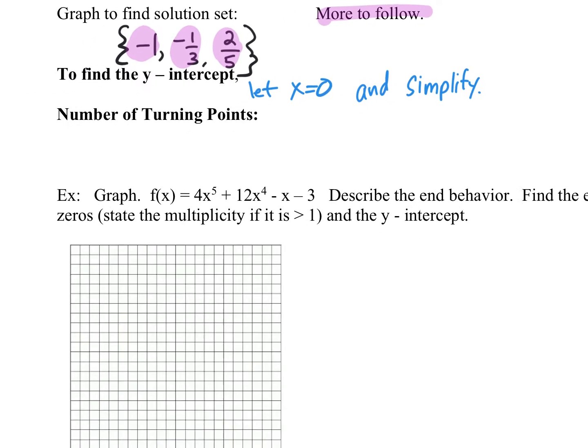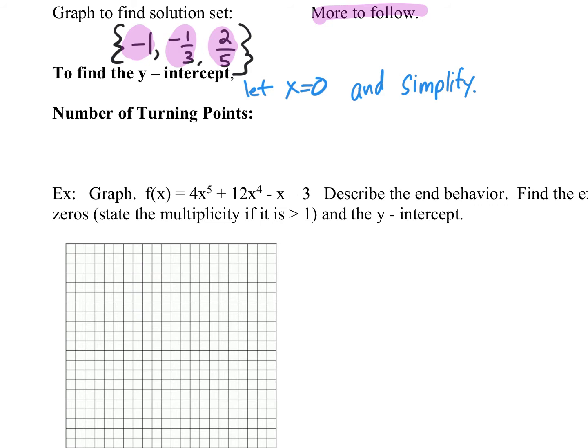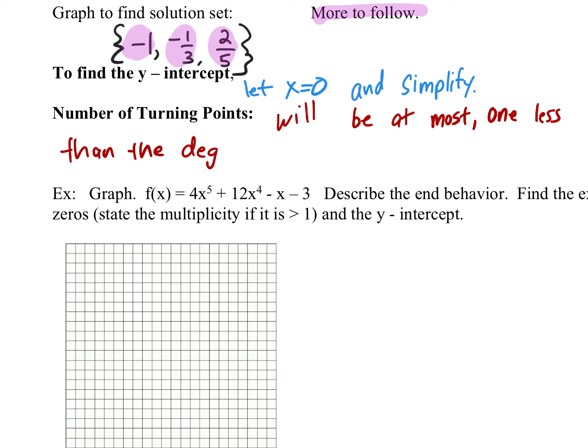We'll also deal with this idea of turning points. These are the number of times our graph switches from increasing to decreasing. The number of turning points will be at most one less than the degree. It may not be just one less than. That represents the most possible turning points. So for a third degree polynomial, we would have at most 2, but we could have 0.